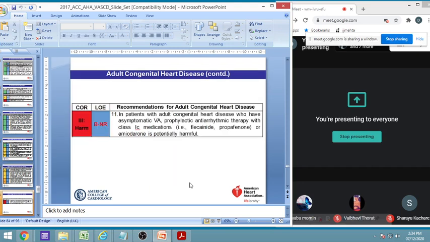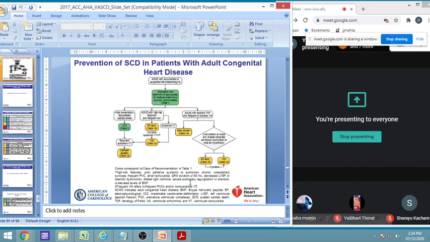In a patient with adult congenital heart disease who has asymptomatic ventricular arrhythmia, prophylactic antiarrhythmic therapy with class 1C medication like flecainide, propafenone or amiodarone is potentially harmful, and it should not be given in congenital disease. So this is how we have got the algorithm charts. If there is a congenital heart disease, we go for evaluation and check what kind of activities are there. In most cases we go for ICD if the patient is a good candidate for that.